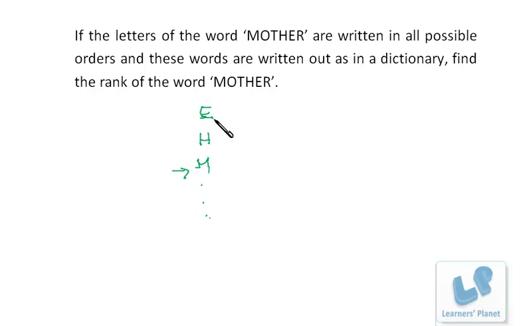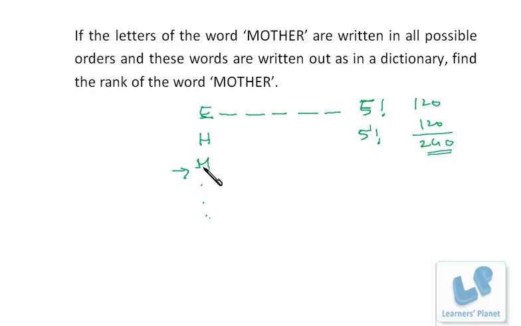So first of all, let's find how many words will begin from E. We have 6 letters, the first letter is E and the remaining letters are 5. So 5 letters at the 5 places can be arranged in 5 factorial ways. Now from H, further 5 factorial words will be formed. So it's 5 factorial and 5 factorial, 120 and 120. Now 240 is done.